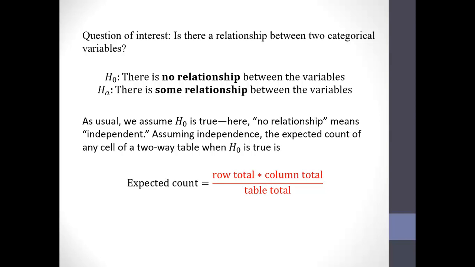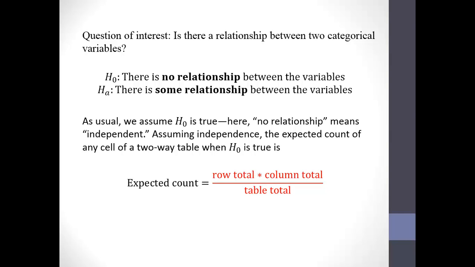Specifically, our hypotheses are going to be the null says that there is no relationship between the variables. The alternative says there is some relationship. So the alternative is not telling us what that relationship is. It's just trying to say, are they independent or are they not? So as usual, when we calculate our test statistic and everything, we assume the null is true. So here, no relationship means independent. So if we assume independence, then we can find the expected counts in each of our cells by taking the row total times the column total and dividing it by the table total.